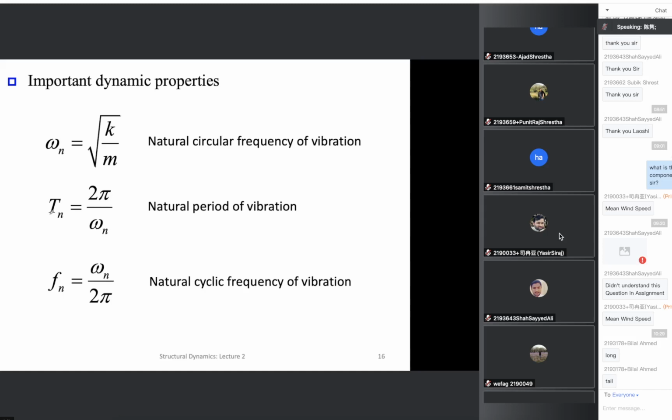So why is this very important? What is the dominant design load for a tall building? It is wind or earthquake.